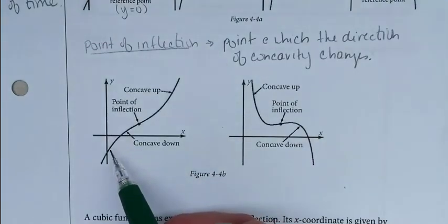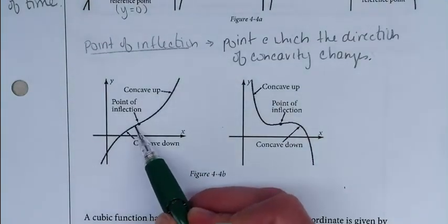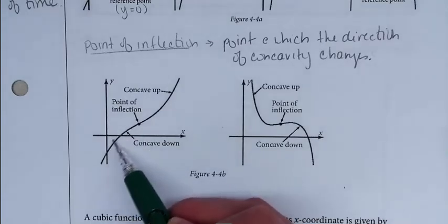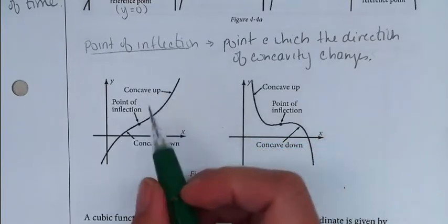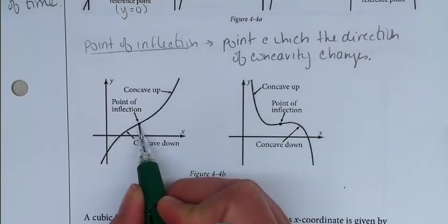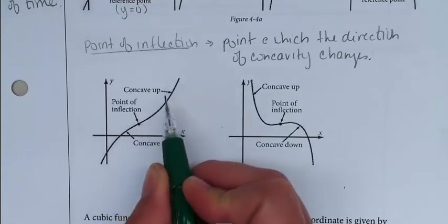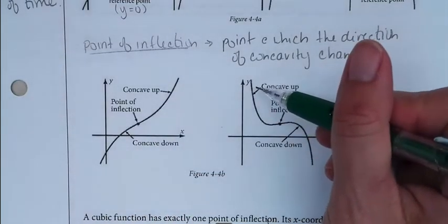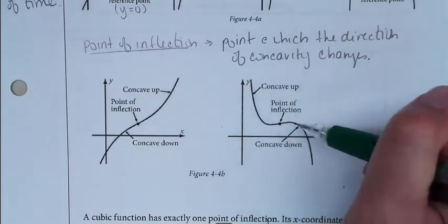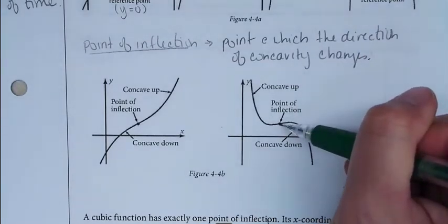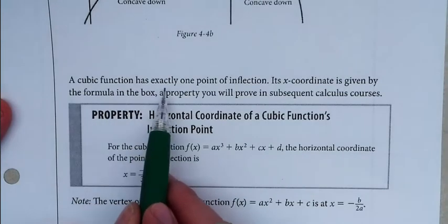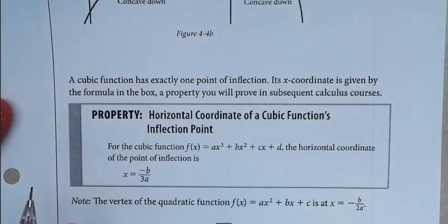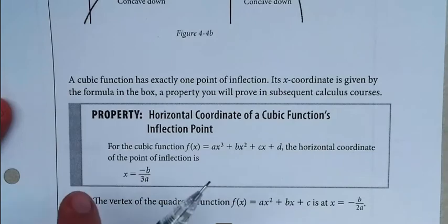You can see here this graph goes from being concave down, where I could draw a tangent line on top of it, to concave up, where I could draw the tangent line on the bottom. The point of inflection is right where it goes from concave down to concave up. And this other graph shows going from concave up to concave down, point of inflection right there. A cubic function has exactly one point of inflection. So you're going to change concavity exactly once.